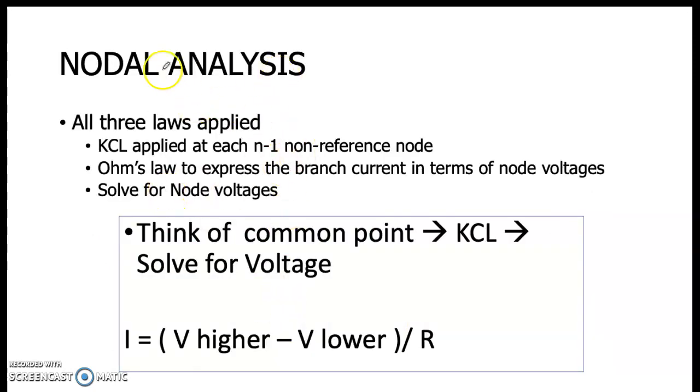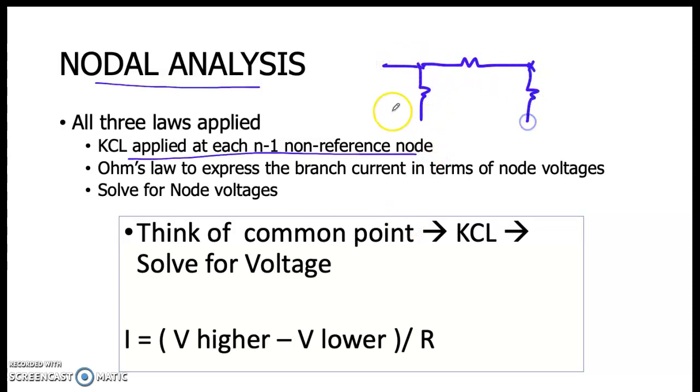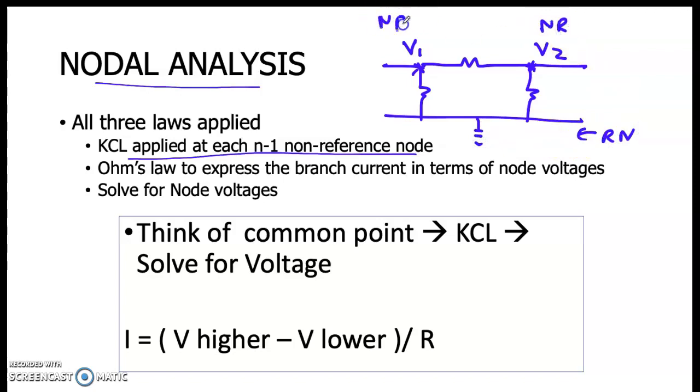Okay. So when you try to solve for nodal analysis, KCL is applied to each of the n-1 non-reference nodes. So what does that mean? When you have here, let's say there's a node and this is another node and this is another node. Let's say this is the circuit, right? So which one is the essential node? So you name here V1, V2. Which one is the reference node? This one. This is the reference node. This one is non-reference and non-reference.